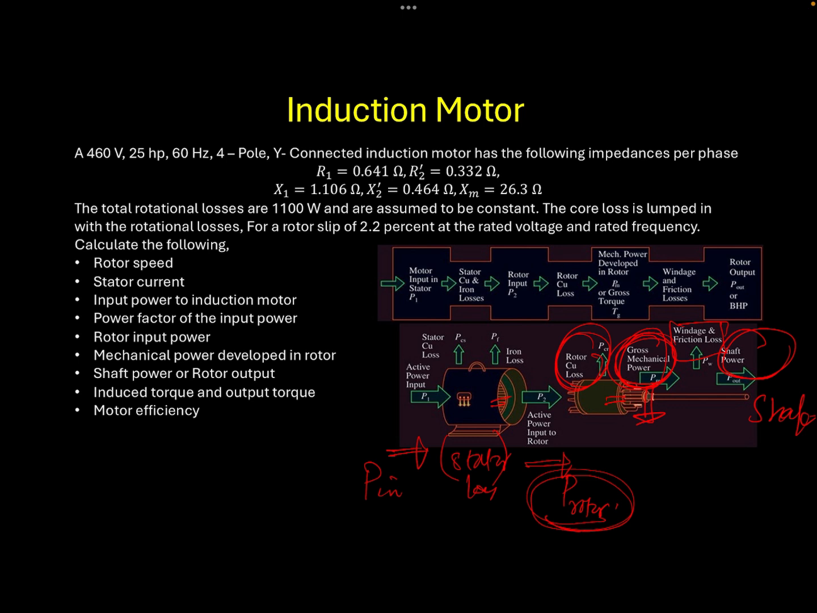So we need to calculate each and every stage: how much power we are giving in, what goes to the rotor, what is lost in the rotor as rotor copper losses, what gross mechanical power output we are getting, how much will be the rotational losses, and then ultimately the amount of torque or power that we are giving to the shaft. So this is what we will be calculating as a part of this problem.